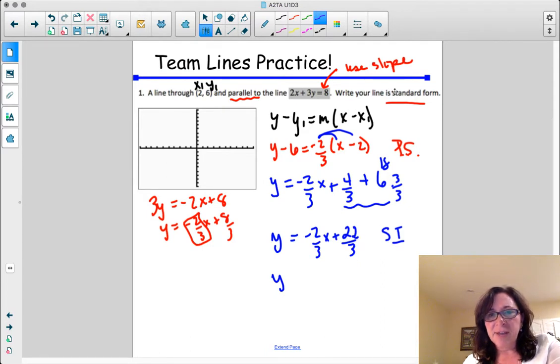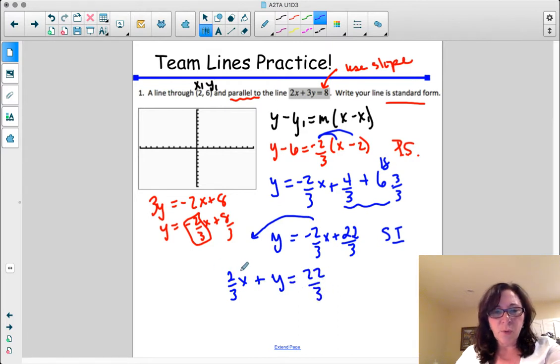To put it in standard form, which is what we need to finish, we need to move this 2/3 x over to the other side so that it's with the y. So when I do that, I'm going to have positive 2/3 x plus y is equal to 22/3. Now, for this to be in standard form, not only do you have to have the x and the y on the same side, but the a term, which is this one right here, has to be a positive integer.